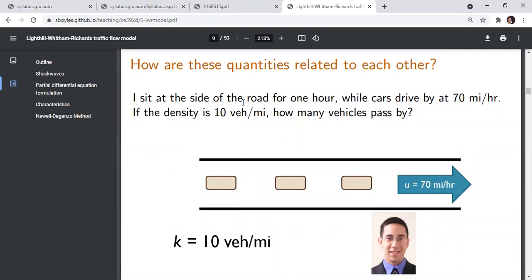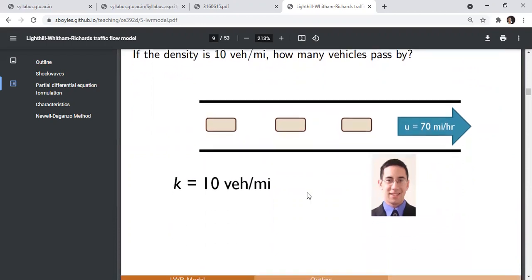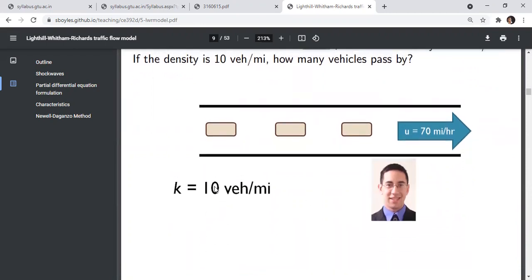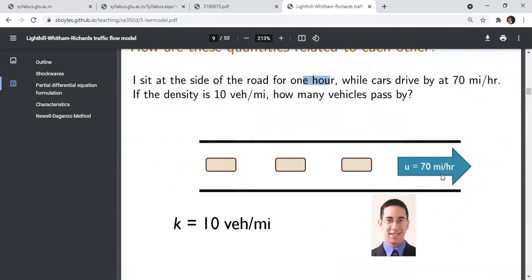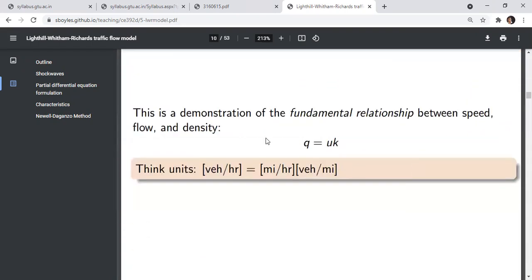Let's take an example. If I sit at the side of the road for 1 hour while cars are driving at 70 miles per hour, and the density is 10 vehicles per mile, how many vehicles pass by? So the density is 10 vehicles per mile and the speed is 70 miles per hour. This demonstrates the fundamental relationship between speed, flow, and density: Q is equal to U times K. Q is in vehicles per hour, U is speed, and K is density. So the units are vehicles per hour equals miles per hour times vehicles per mile.